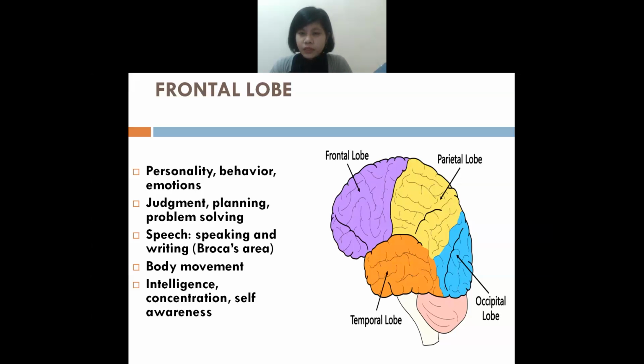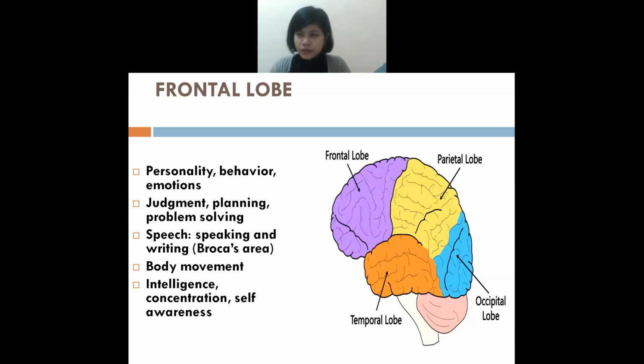Next is problem solving. The frontal lobe also helps you in solving the problems which you face. Next is speech. The frontal lobe also helps you in speech, that is speaking and writing. When you speak, when you write, that is in your Broca's area, which is in the frontal lobe. Next is body movement. The frontal lobe also helps you in moving your body as well.